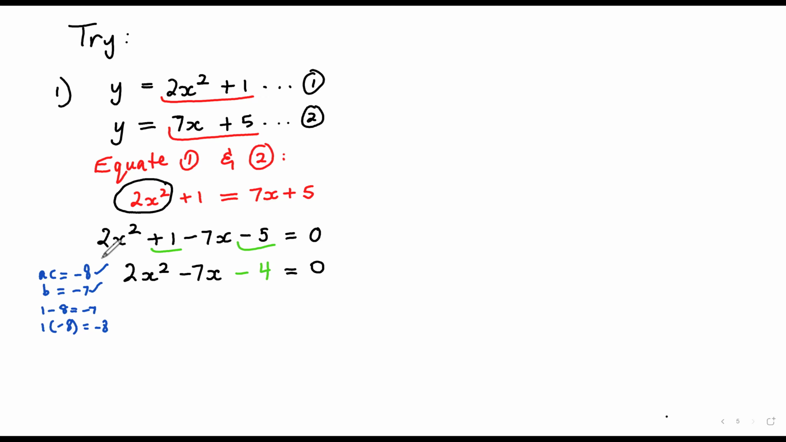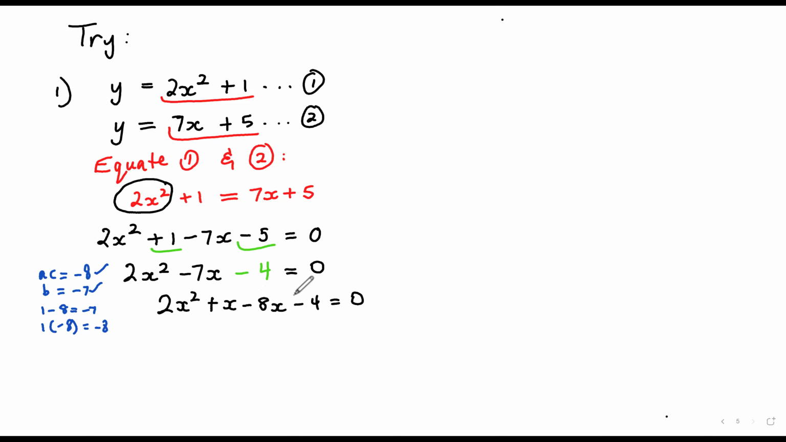So now we're going to rewrite the quadratic, replacing minus 7x with x minus 8x. So this equation will become 2x squared take away x, take away 8x, minus 4 is equal to 0, right?